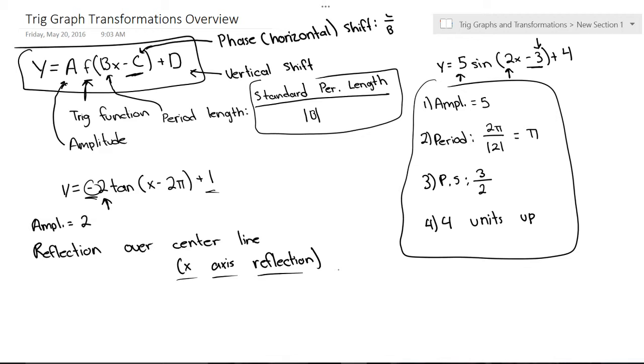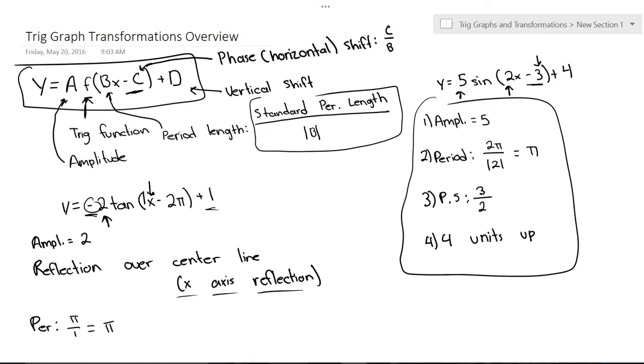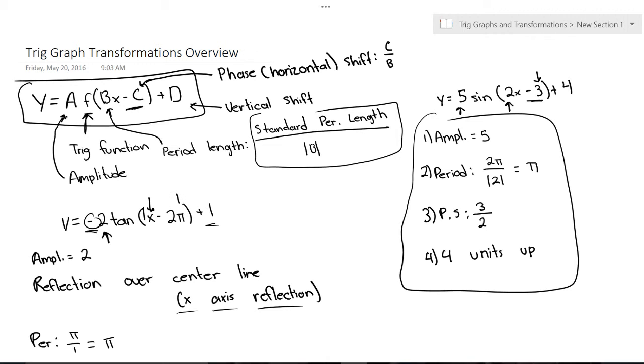And now we're at the B point. This is our period length. B is just 1, so we're going to have the standard period length. So let me scroll down. The period length is going to be the standard period length divided by the 1 in front. The standard period length of tangent is pi, so it's pi divided by 1, which equals pi. So nothing's changed there.